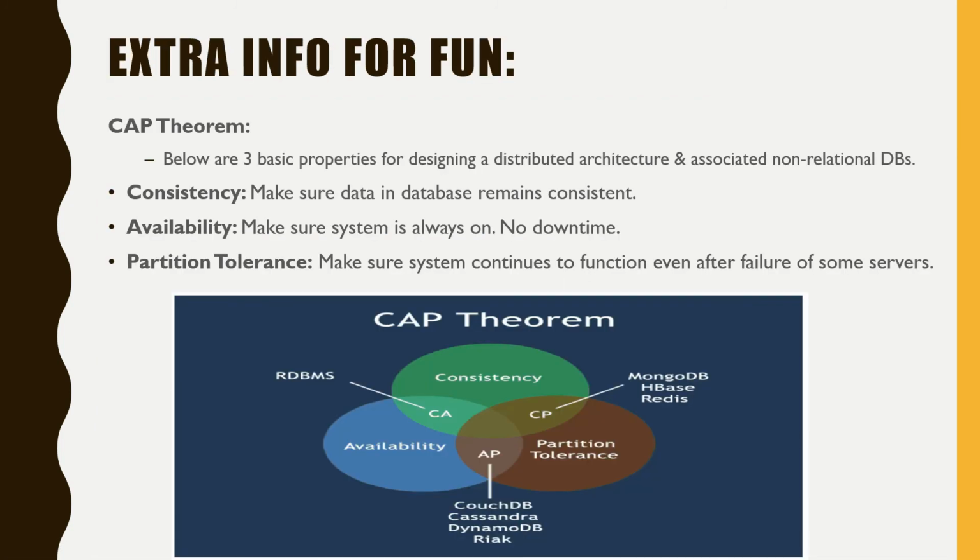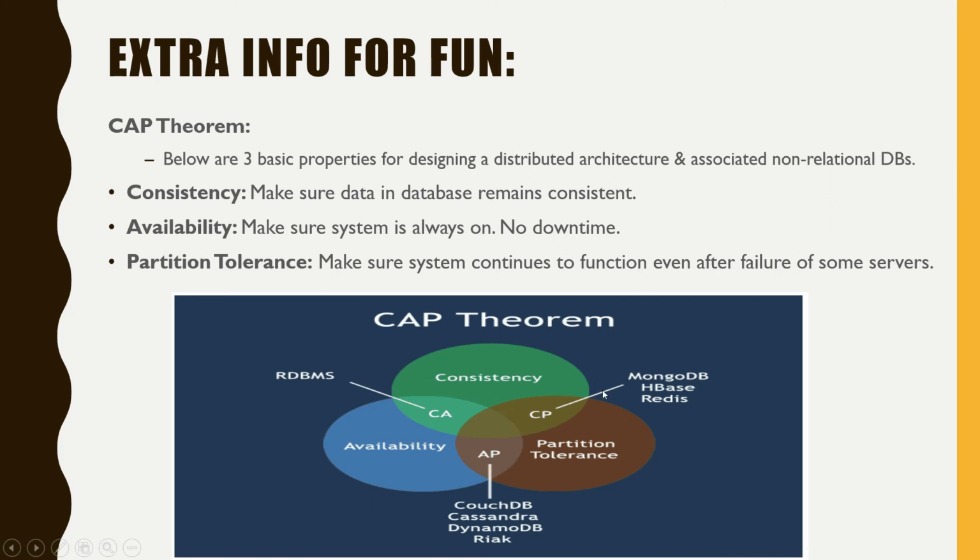Now recently I came across an amazing article of W3 Resource which has some good pictorial details about NoSQL or distributed systems. While designing a distributed system, one should consider three basic properties before implementing it, which is called as CAP theorem. C for consistency, A for availability and P for partition tolerance. Consistency makes sure that data in database remains consistent. Availability makes sure that system is always on and there is no downtime. Partition tolerance makes sure system continues to function even after failure of some servers.